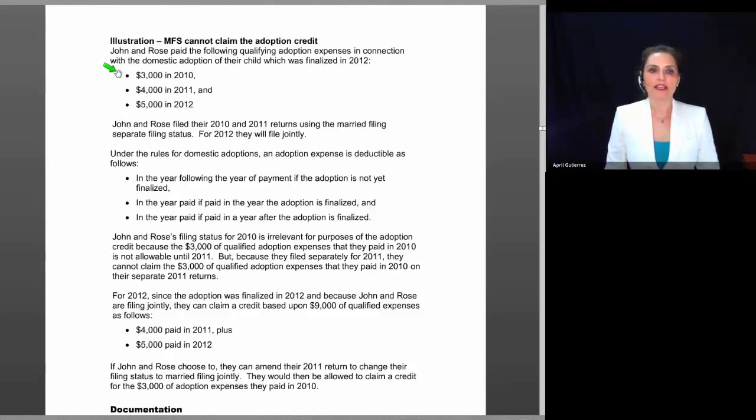In 2010, they had $3,000 of expenses. In 2011, they had $4,000 of expenses. And in 2012, they paid $5,000 of expenses. John and Rose filed their 2010 and 2011 returns using the married filing separate status. For 2012, they will file jointly.